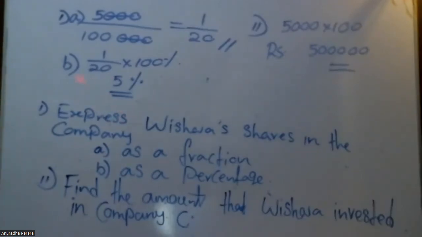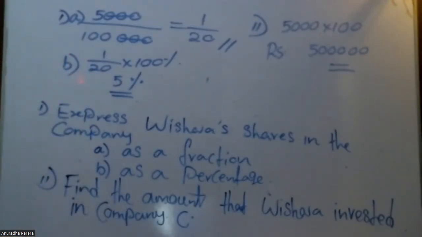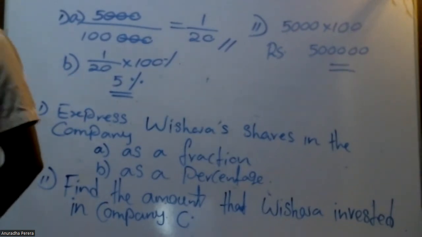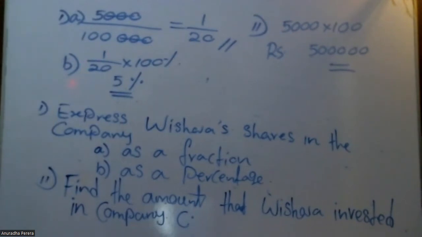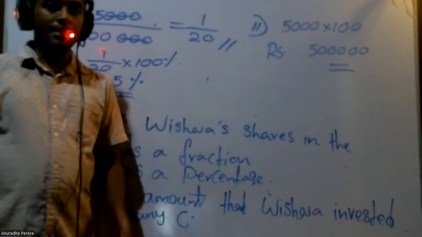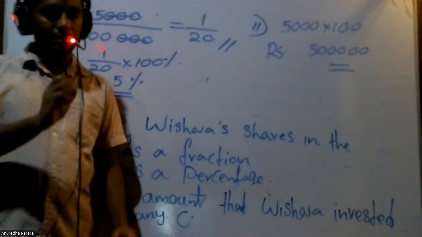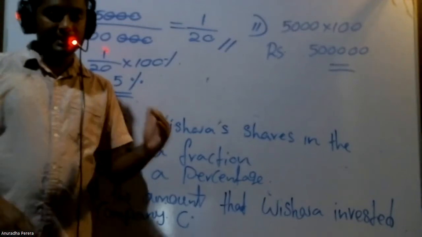Then write a subtopic: dividends. What do you mean by dividends? After the end of the year, a company pays an annual dividend to its shareholders. Dividends are paid in terms of the number of shares, that means 5 rupees per share, 10 rupees per share, 50 rupees per share, like that. It is given per share.